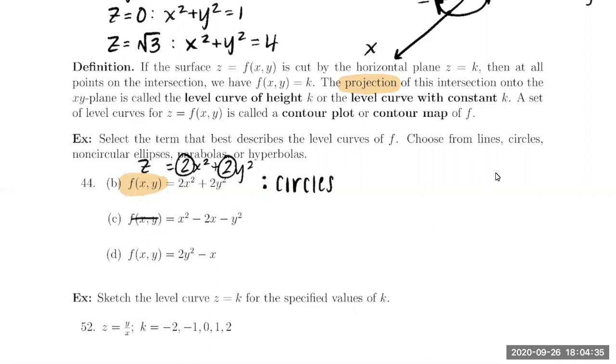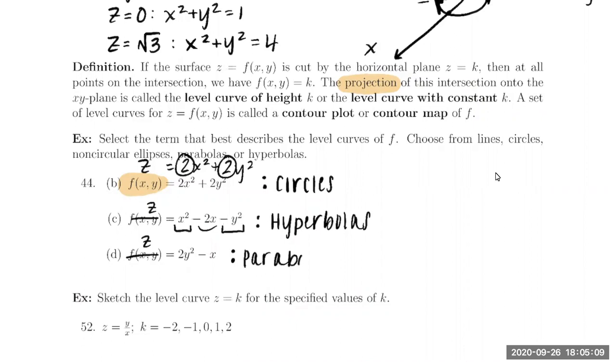Similar thing here, we want to take f and represent it by z. This minus 2x is going to shift things a little bit, but what's important is I have a positive x squared term and a negative y squared term. So that leads me to hyperbolas. All right, and lastly, if we replace f with z here, I have 2y squared minus x. That's going to give me parabolas because I have a linear term and a quadratic term.